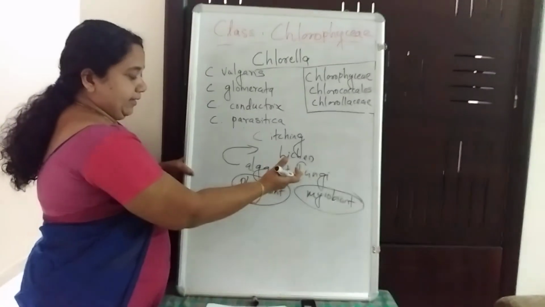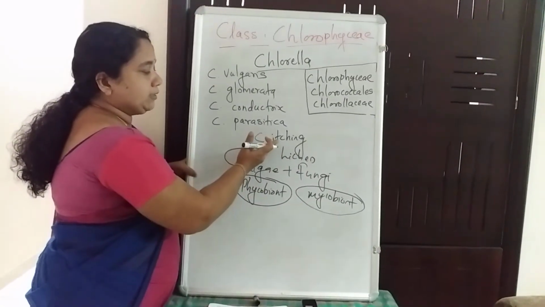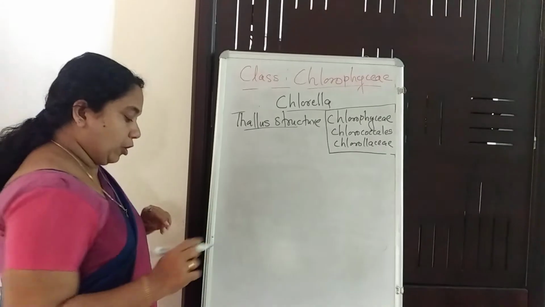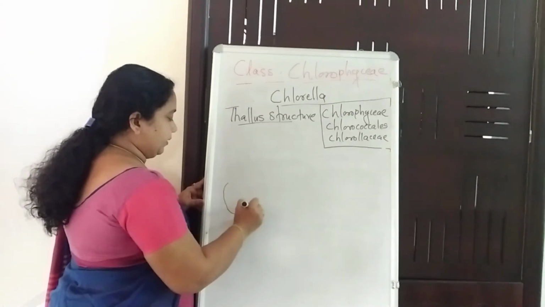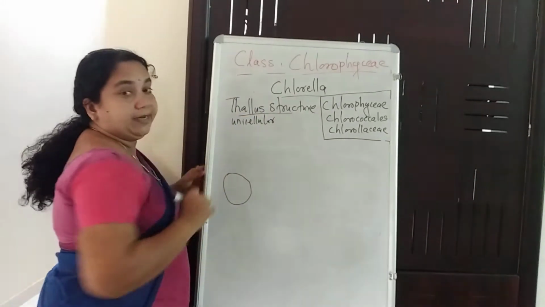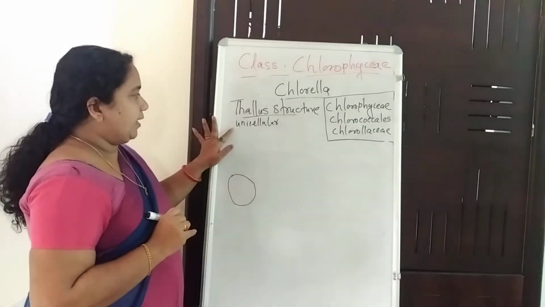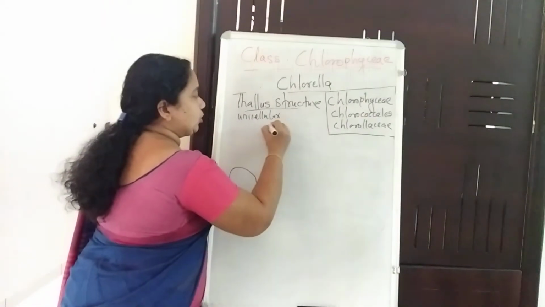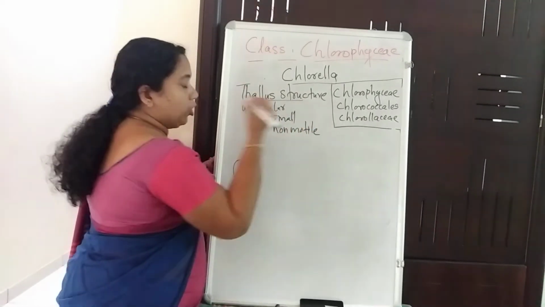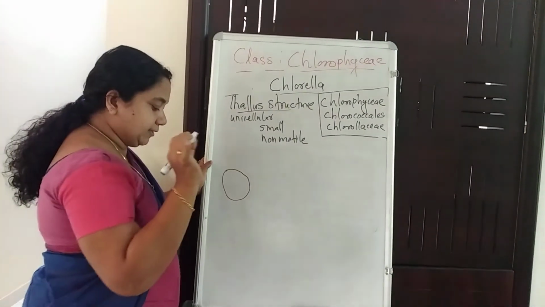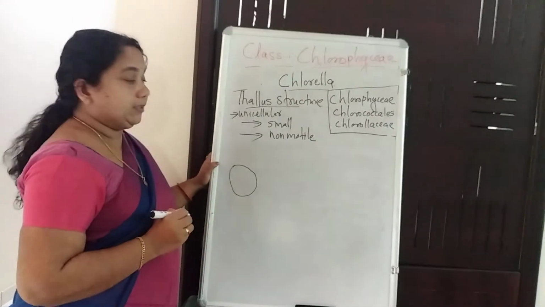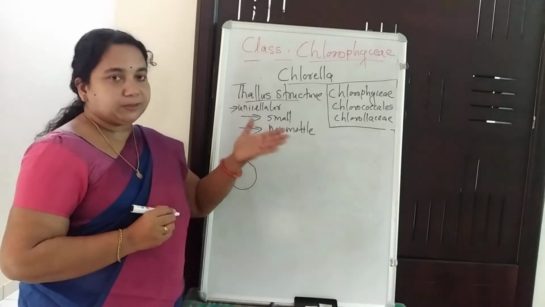So lichens, the phycobiont part, one example is Chlorella. Okay. Then about the thallus structure of Chlorella. Chlorella is a unicellular structure that is made up of only a single cell. It is small. Another feature is it is non-motile. Non-motile means it has no locomotive organs. It is a unicellular, small, non-motile structure. All these characters we can identify from its morphology.